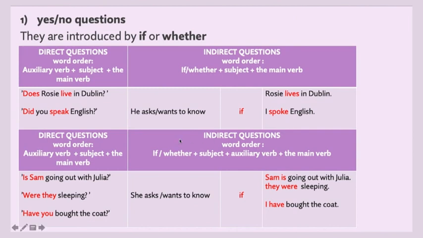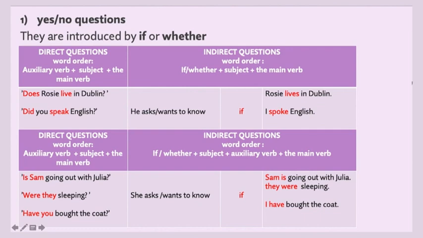U drugom slučaju imamo sledeći redosled reči. Pomoćni glagol, subjekat, plus glavni glagol. A u indirektnim pitanjima imamo glagol u sadašnjem vremenu, if ili whether, plus subjekat, plus pomoćni glagol, plus glavni glagol. Možete da primetite da je došlo do inverzije, odnosno zamene mesta, subjekta i pomoćnog glagola. Dakle, u direktnim pitanjima imamo na prvom mestu pomoćni glagol, pa subjekat, dok u indirektnim pitanjima imamo prvo subjekat, pa pomoćni glagol.